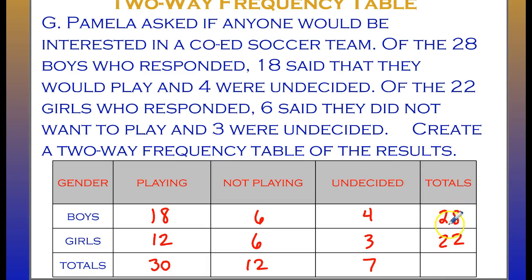So we made a mistake. If you caught my mistake, we said that this was a total of 39. Actually, this number here should have been 13, which makes this a 31. So 31 plus 12 would be 43, plus 7 would be a total of 50 people.